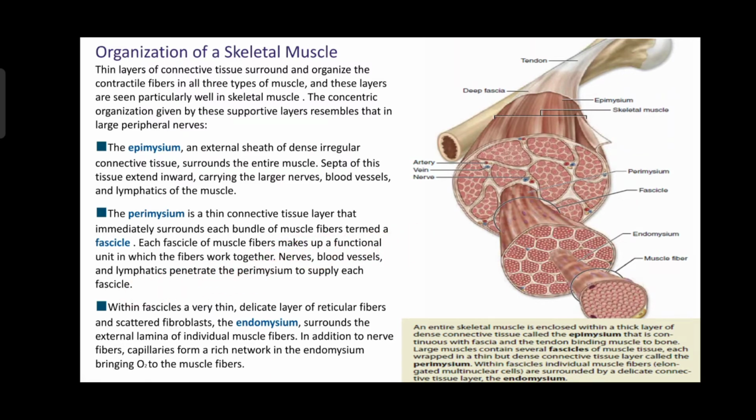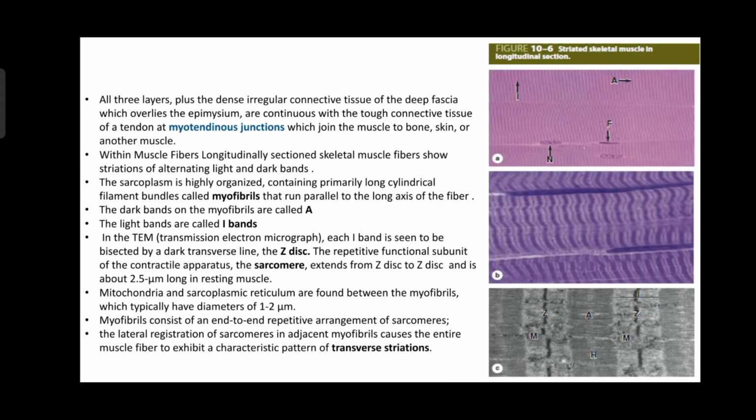The endomysium is the external lamina of individual muscle fibers. In addition to nerve fibers, capillaries form a rich network in the endomysium, bringing oxygen to the muscle fibers. You can read this and understand, it's simple: epimysium, perimysium and endomysium. The epimysium surrounds the muscle, the perimysium surrounds the fascicle, and the endomysium surrounds individual muscle fibers.